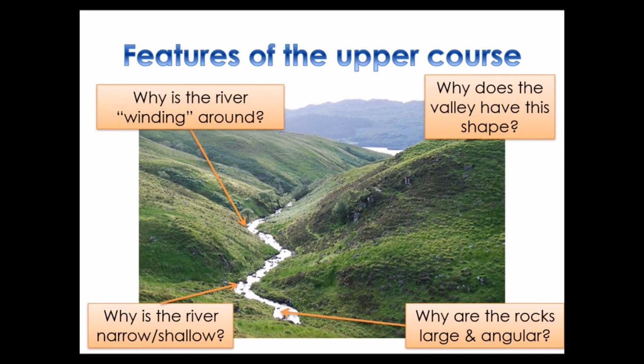I want you to think about why the valley has this shape. So you can hopefully see it's a V-shaped valley. So why is it a V shape and not the opposite of that, which is a U-shaped valley? I want you to then have a think about why the river is narrow and shallow. Why is the river not much bigger and why is it not much wider? And then you can see within this image, although I appreciate it's not zoomed in enough, that these rocks look quite big, don't they? So they're quite large, and you can be assured, even though you can't see it, that they're actually quite angular as well. So they're quite jagged.